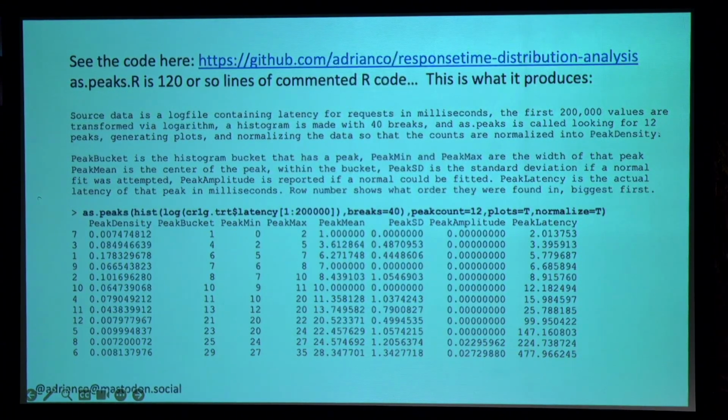And this is what it produces. So I gave it the thing, and basically it says the peak latency on the right is the latency of each of the spikes in this thing. So there's something at 2 milliseconds, something at 3, there's something at 477 at the bottom, and it's basically looking through the buckets and finding them.